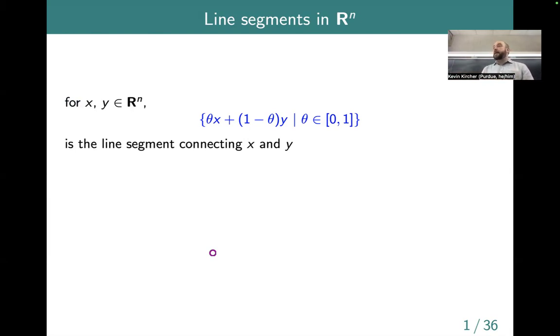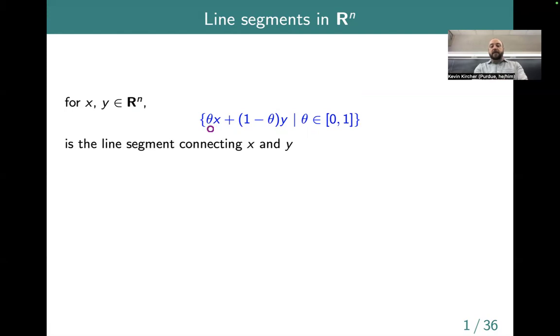But first, let's talk about mathematically how we can describe line segments. That's easy if we're looking at a plane, but what about in higher dimensions? Suppose that we're in an n-dimensional space, and n could be 3 or it could be a billion. And we have 2 points, x and y, which are in that same space. So this set here, the set of all combinations theta x plus (1 minus theta) y, parameterized by theta, where theta is a number between 0 and 1, is the set of everything that you can get.